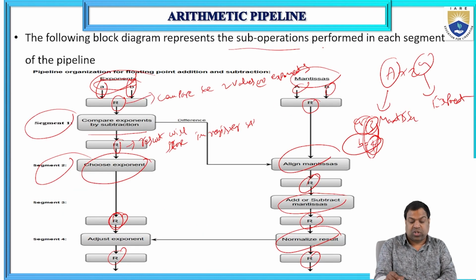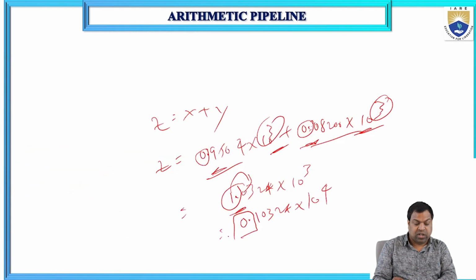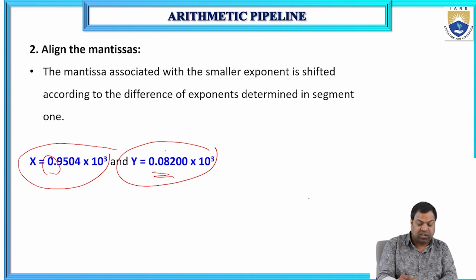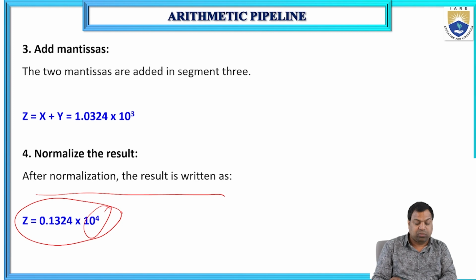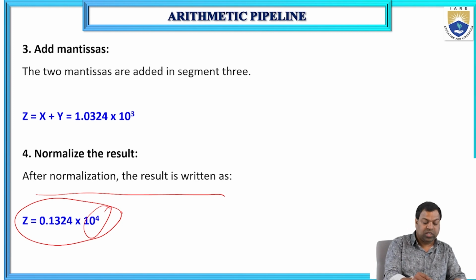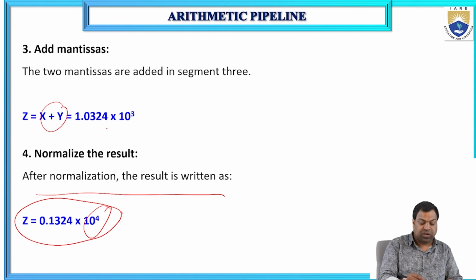The following is a block diagram of sub operations, and we are comparing the exponents first. We are comparing 3 and 2, and aligning the mantissa, here 0.9, here 0.0. So both are equal now, and add the mantissas. So X plus Y, two variables we are adding. After the addition, again we are balancing the exponent and mantissa.